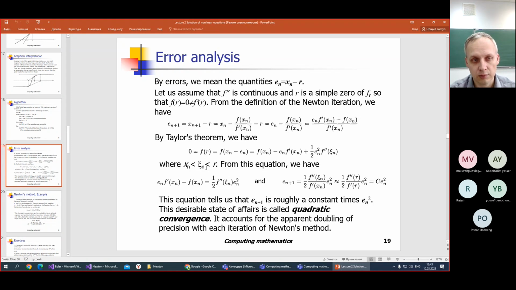Let me remind you, by error we mean the quantities En that equals xn minus r. r is the real value of the root, xn is our approximation. The difference between r and xn is the error that we get on step number n.